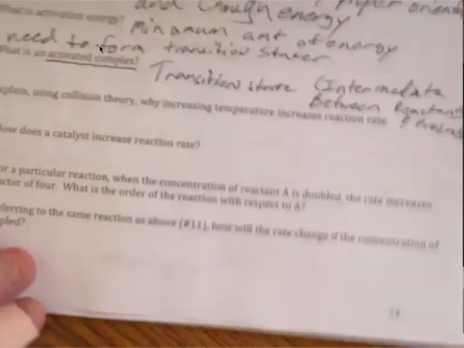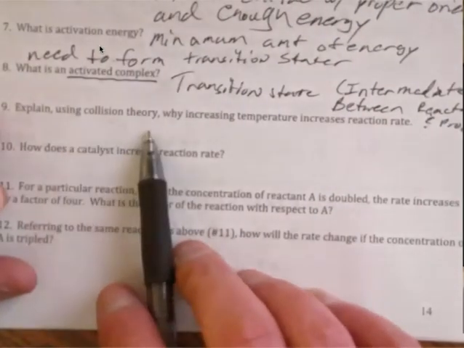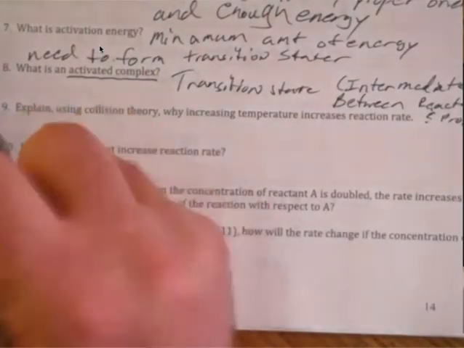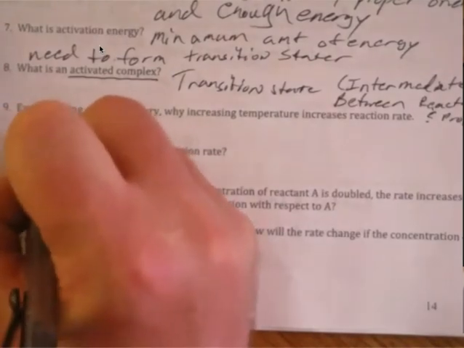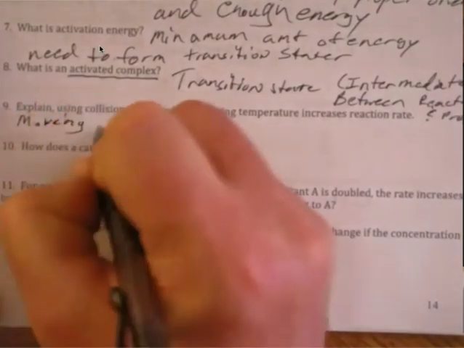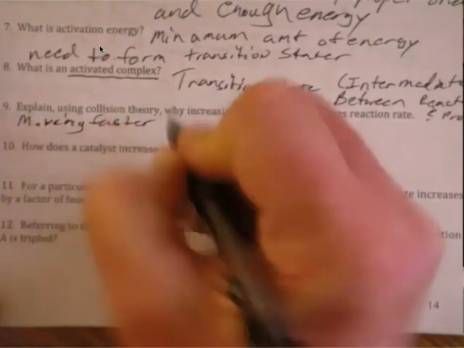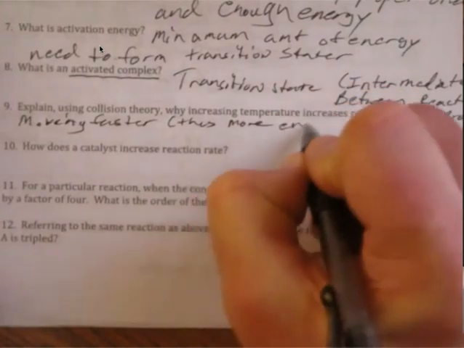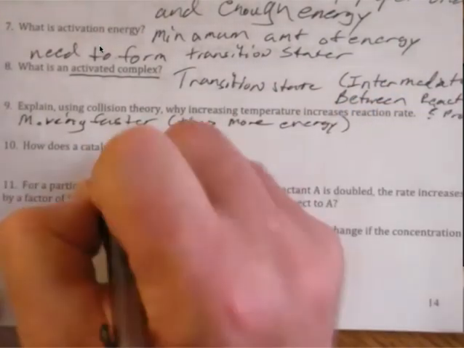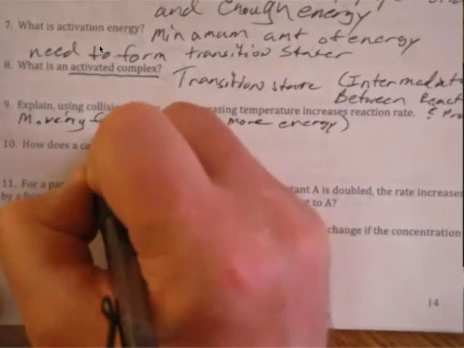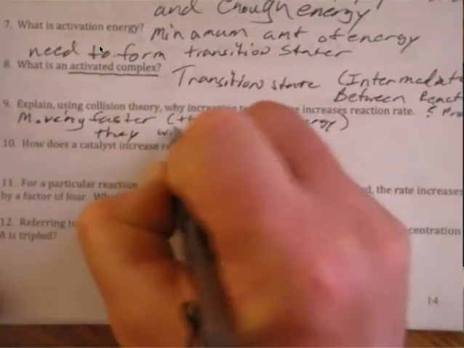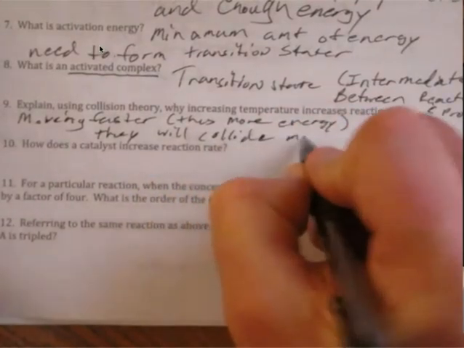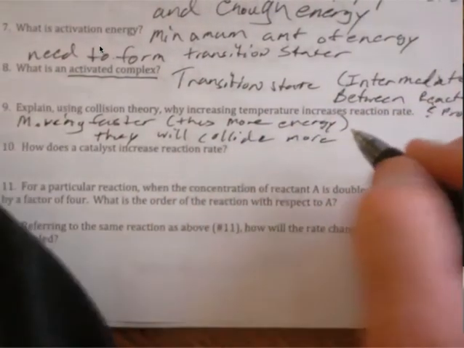Once it's formed, using the collision theory, why does increasing temperature increase reaction rates? You guys did that earlier. You said moving faster, thus more energy. And they will collide more often because they're moving faster. More collisions, faster rate.